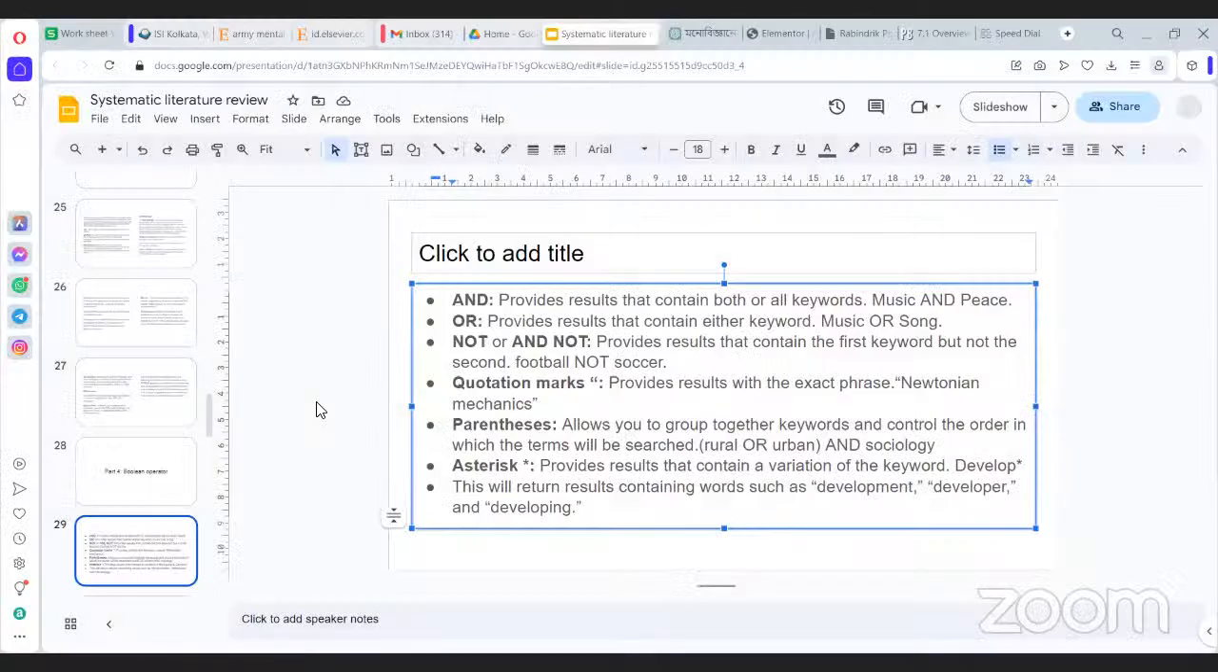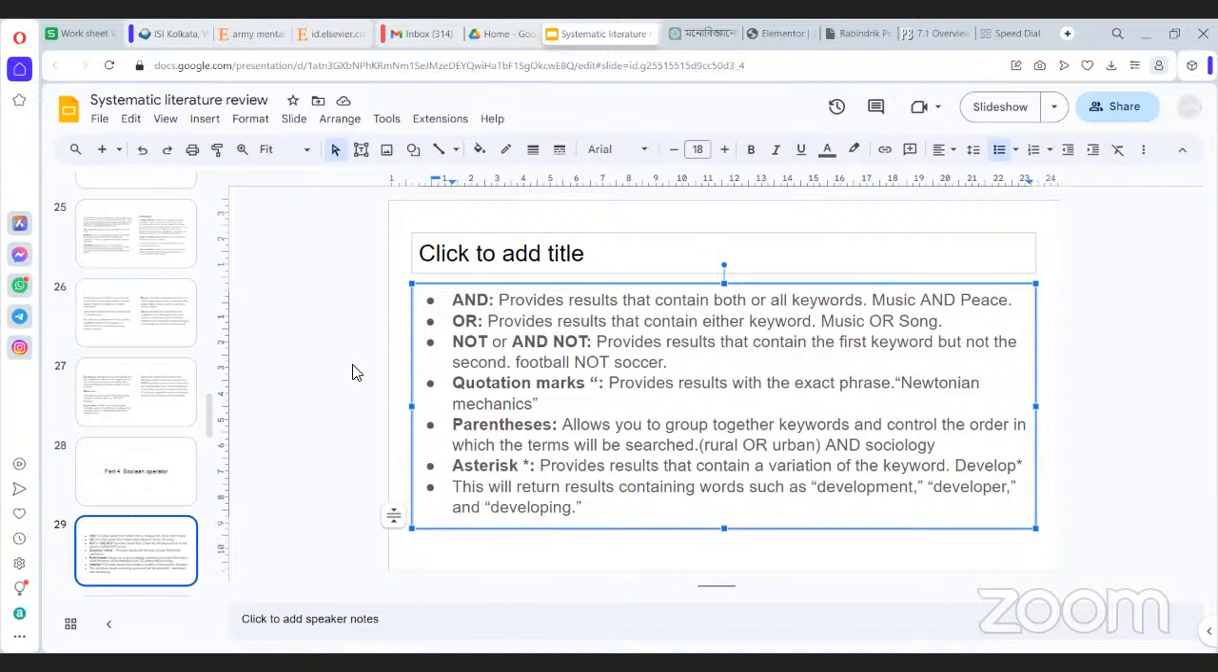Is it visible? No, no. Okay, I'm sharing the screen. Is it visible now? Yes, sir.